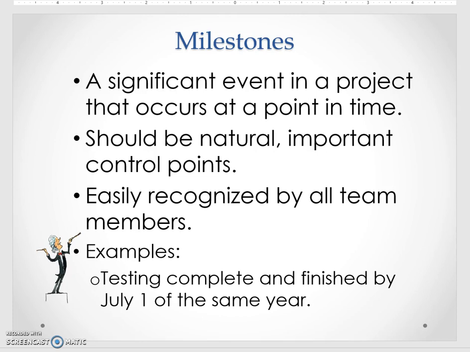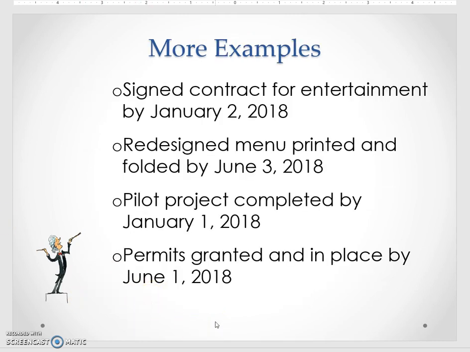Significant events, and again, it should be organic. You shouldn't have to try to think of things. They should be just natural control points that come through your project. So taking a look at this, the testing is going to be complete by a certain date. Here's some more examples. The signed contracts are going to be handled by January 2nd of 2018. Redesign menu is going to be done by a certain time. Pilot project completed. So those with the date in there, it's very important. It's showing the milestones in your project and movement through your project.